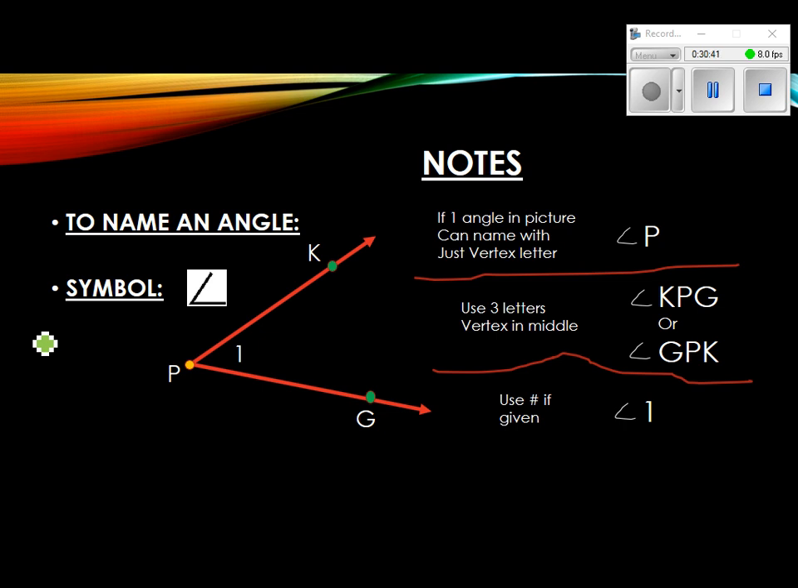Next, naming angles. 3 different ways to name an angle. 3 ways to name an angle. These are very, very important. First of all, an angle symbol. Guess what the angle symbol is? A little angle, just like everything else. It's just a little angle. The angle symbol goes out in front when you're naming it. Instead of on top, like segments, rays, and lines, the angle symbol goes out in front.